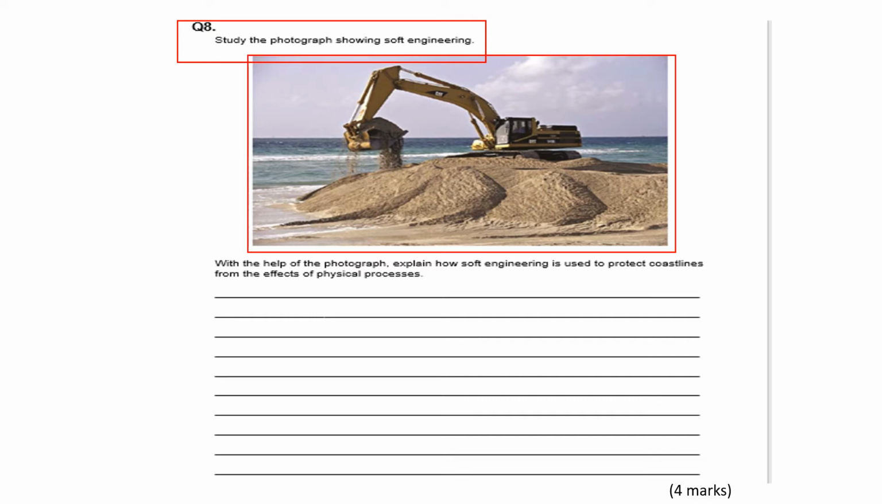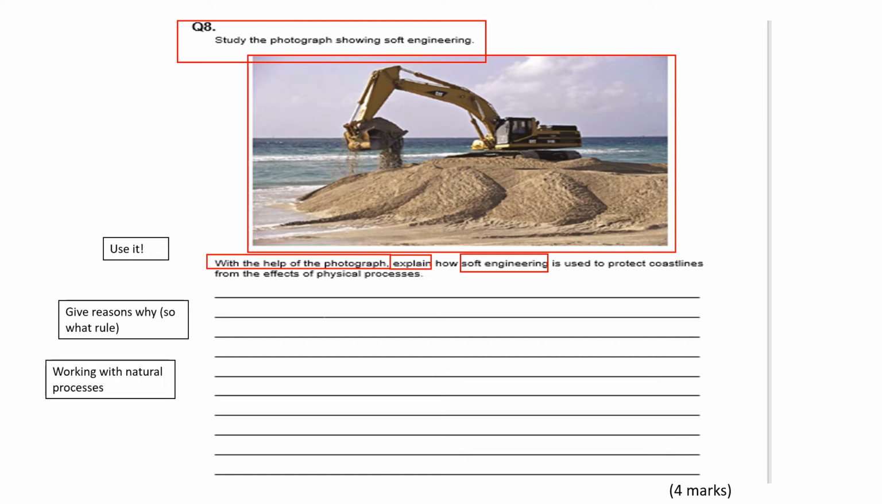Okie dokie. We've got a digger picking up some sand. It looks like it's moving the sand around the beach. With the help of the photograph, which means use it. Explain, classic command word here for coasts, which means give reasons why. The so what rule. How soft engineering, which means working with natural processes, the opposite of hard engineering, something we'll talk about in a later video, is used to protect coastlines.